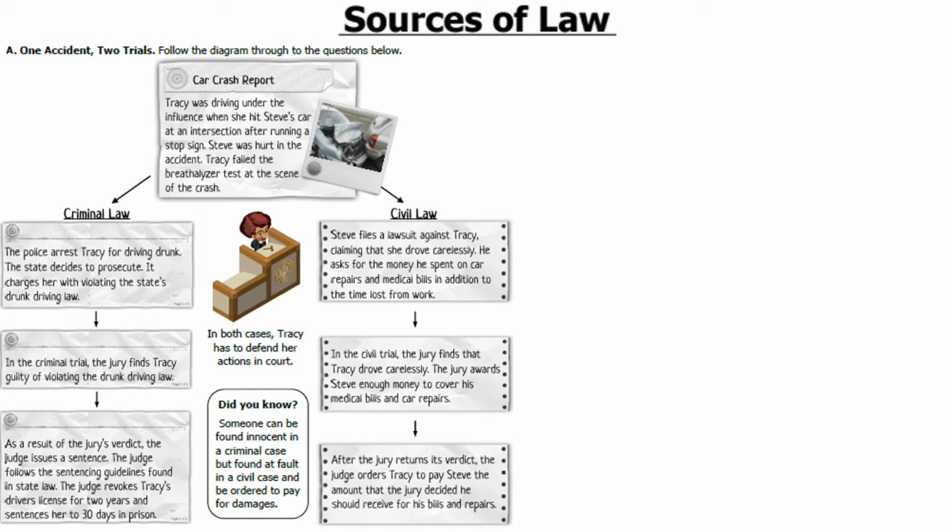Or it can also go through civil court. Steve files a lawsuit against Tracy claiming that she drove carelessly. He asks for the money he spent on car repairs and medical bills in addition to the time he lost from work.